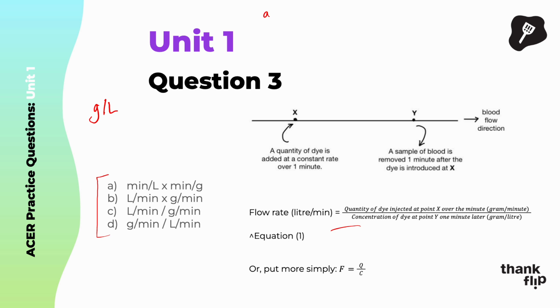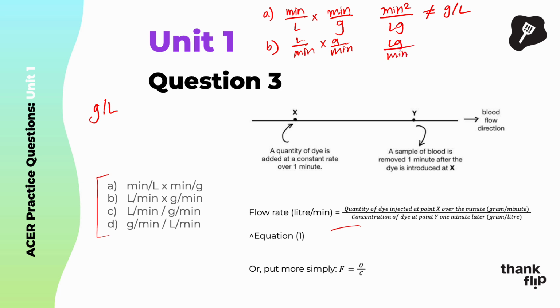So let's start off with option A. We have minutes per liter times minutes per gram. And we're just going to multiply these. So we have minutes squared and per liter gram. And so this does not equal grams per liter. Looking at option B, we're going to do the same exact thing. Liters per minute times grams per minute. And that's going to lead us to this. And this is also not equal to grams per liter.